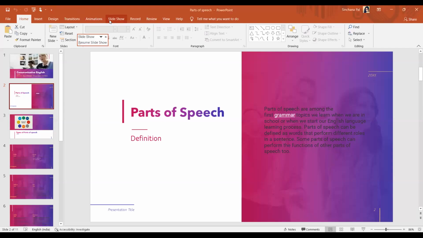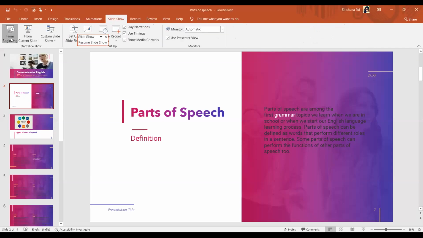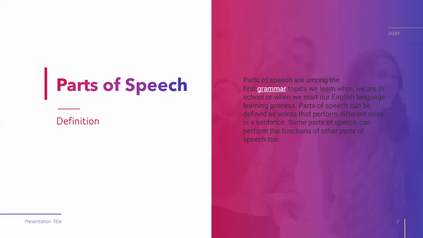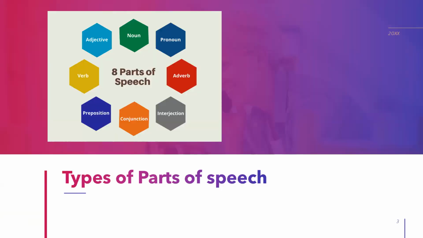So parts of speech is a very basic thing, and you should have some basic knowledge of grammar. So first you should know parts of speech. Parts of speech are the very basic grammar topic. These are the names of different words in a sentence, and every part of speech does a different job. So these are the 8 parts of speech: noun, pronoun, verb, adverb, adjective, preposition, conjunction, and interjection.